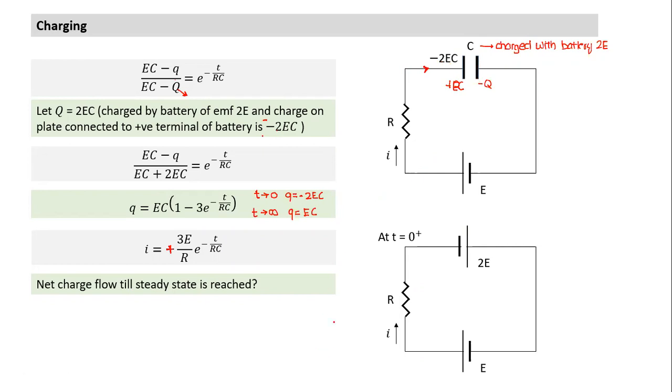Pranav, Soma, can you tell me what is the total charge transfer in this particular case? How much charge will flow through the circuit here? Initial charge was minus 2EC. Final charge has become EC. Pranav, what is the charge flow? Net charge transfer. Is it minus EC?